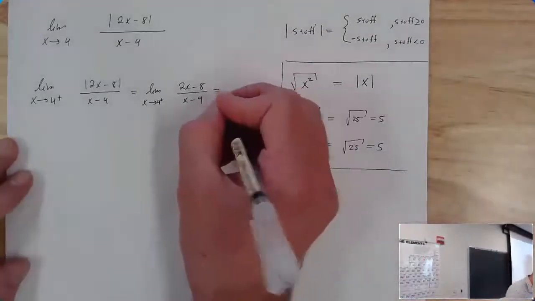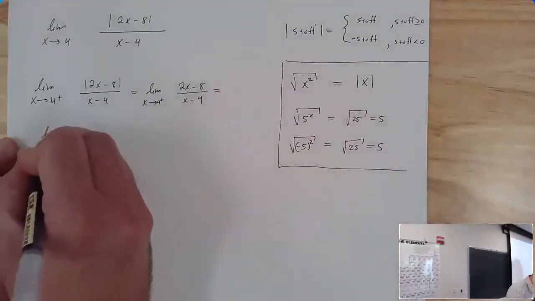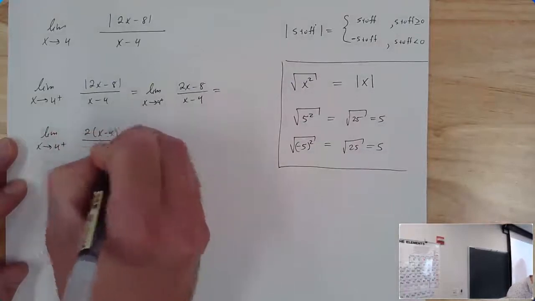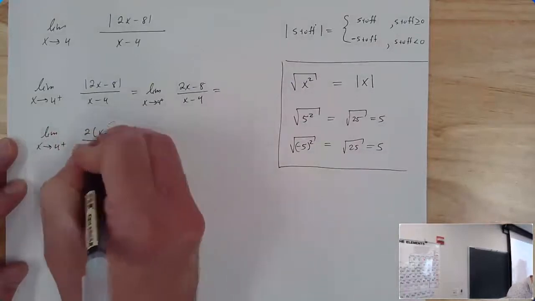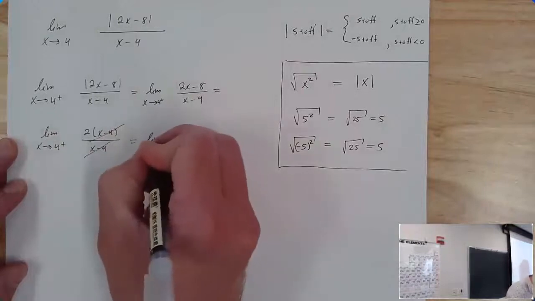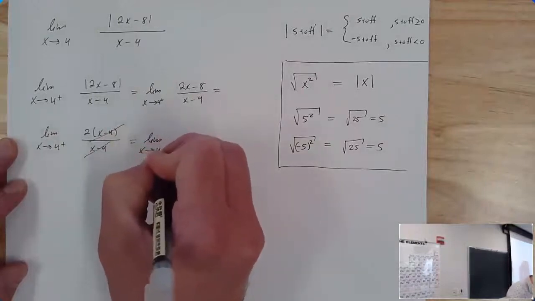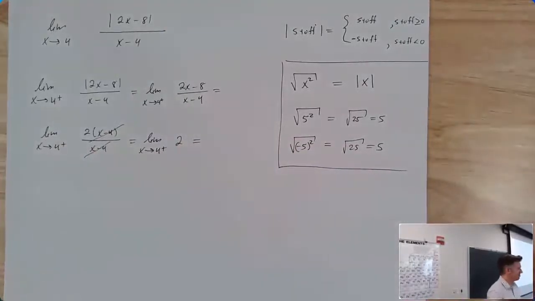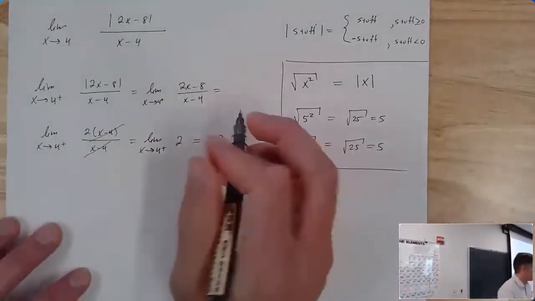And then I can simplify. That's the limit as x approaches 4 from the right of 2 times x minus 4 over x minus 4. The x minus 4's cancel, and I have the limit as x approaches 4 from the right of 2. What's the limit as x approaches 4 from the right of 2? Well, there's nowhere for x to go, right? The function is just 2, 2 the whole way, so we just get 2.